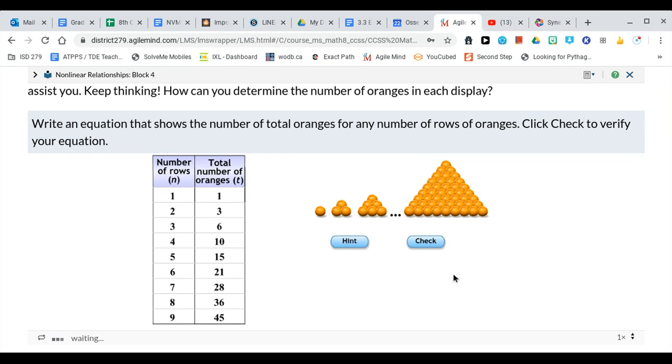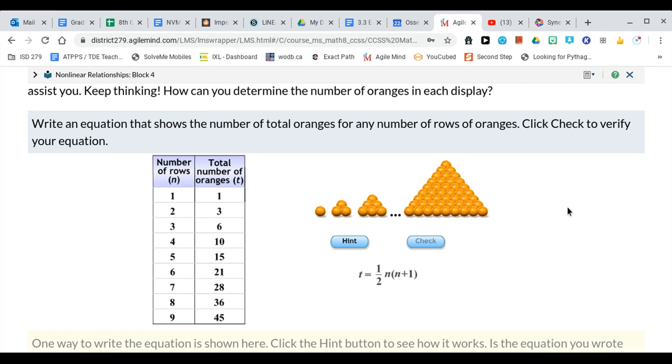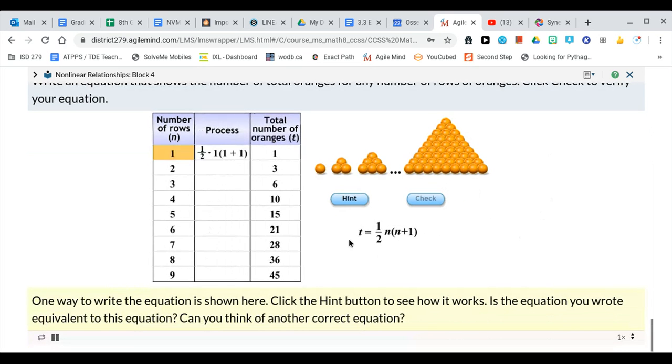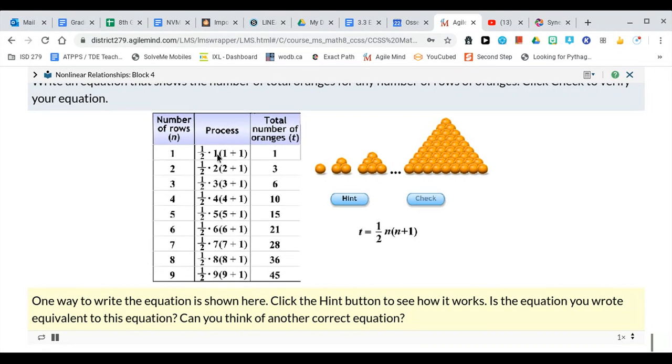Okay, now that you've paused the video and come up with an equation, let's check to see if you were right. The equation that they came up with is t equals 1/2 times n times n plus 1. So if you see on their process, the n they put in here in the middle. So 1/2 times 1 is 1/2 times 1 plus 1, 2. 2 times 1/2 equals 1.